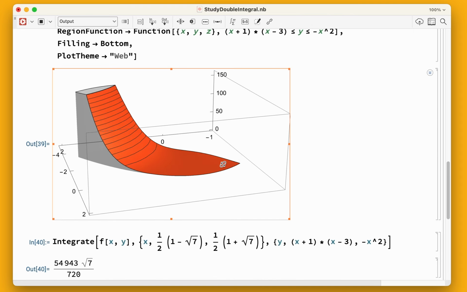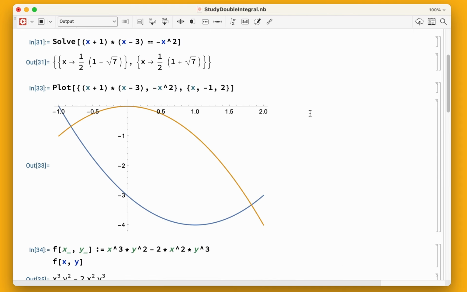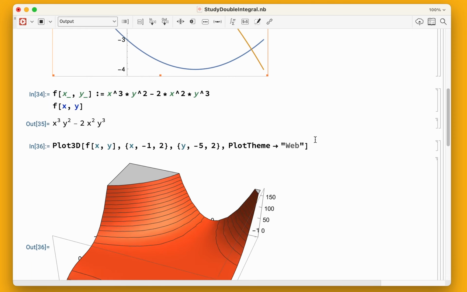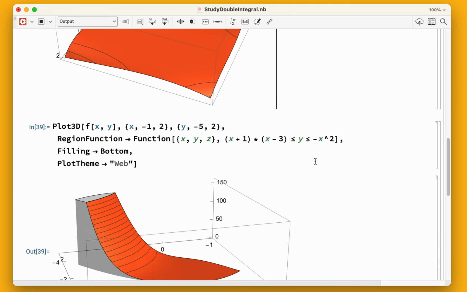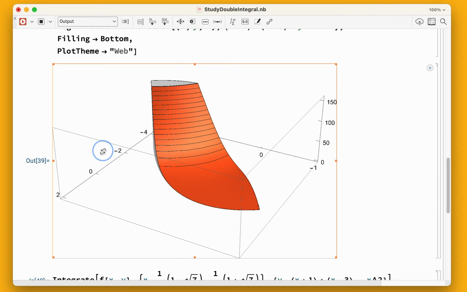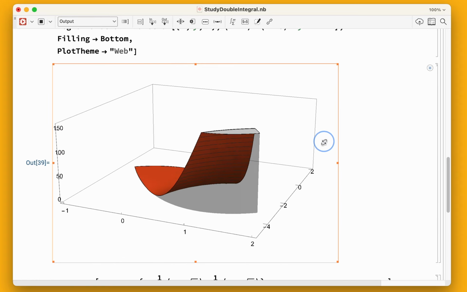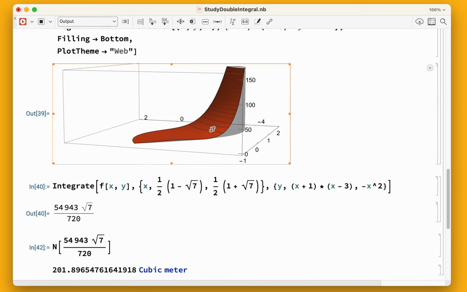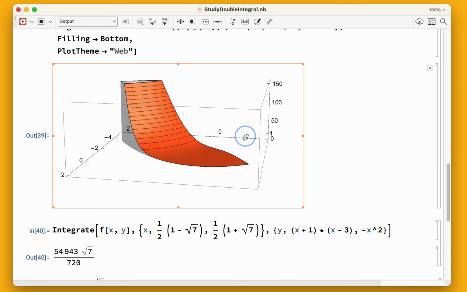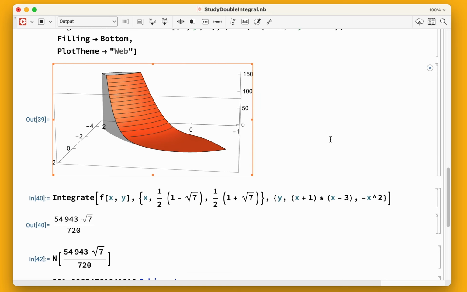So this is the use of double integral, and this is how to visualize it. You plot the domain like this, you plot the function, and then you merge them together. That will give you exactly what you want, and it makes things interesting as well, right? So there you go, that is double integral.